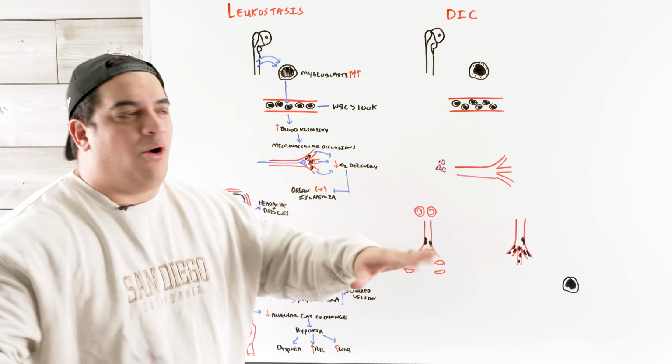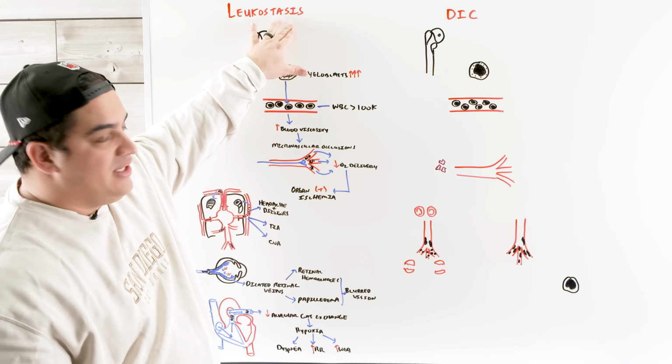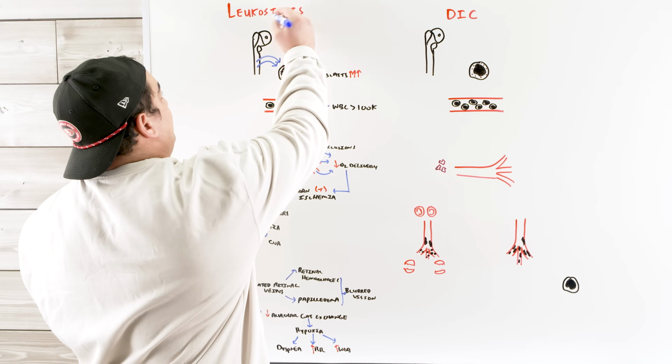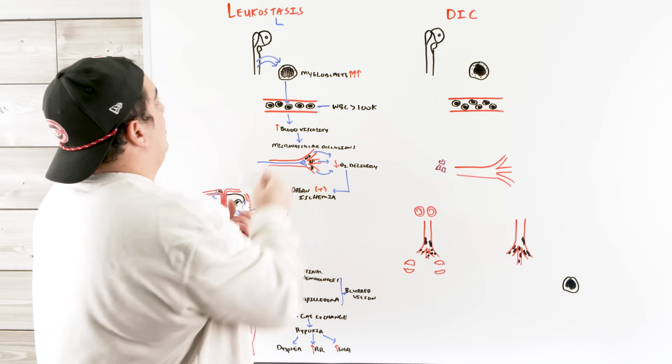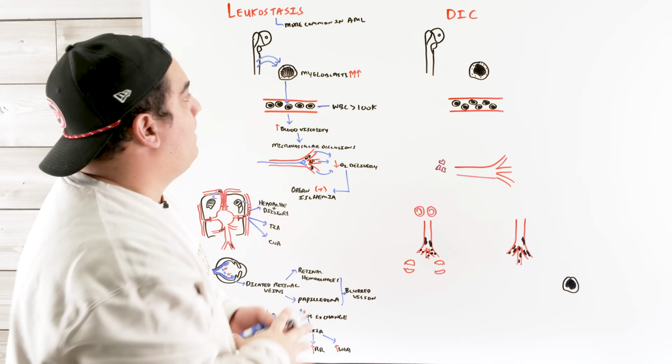But for now, white counts greater than 100,000 with symptomatology is leukostasis. Which one do you see it more commonly in? It's gonna be more common in AML. But you can see it in ALL. All right, cool. Next one, DIC.